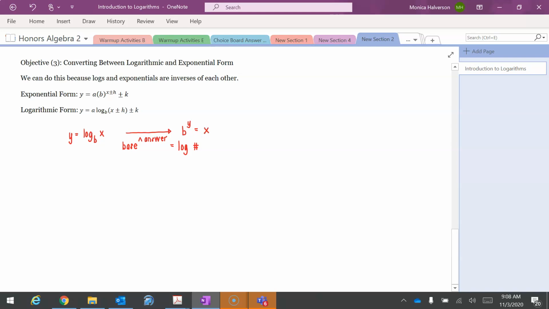Now, we can expand that if we have log base b of x plus h. All right? It's our base raised to our answer is equal to our logarithmic number. Okay? Now, the key thing is in order to convert from the logarithm to an exponential, you must have the logarithmic term isolated.